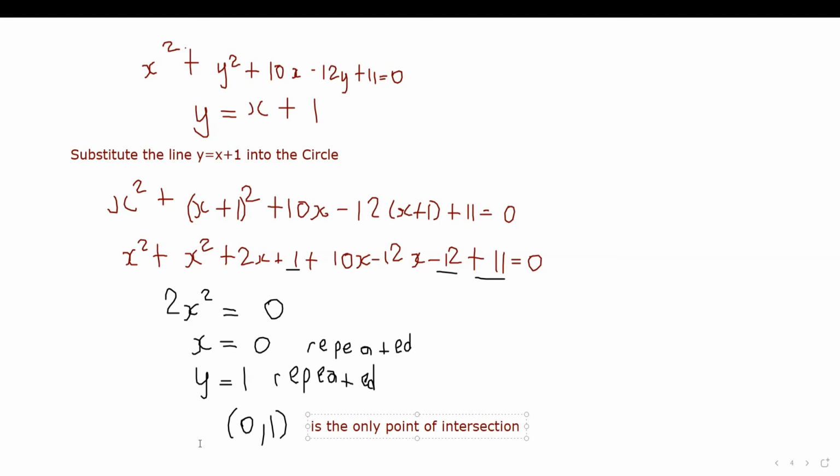And so we can tell them, hence the line is a tangent to the circle.